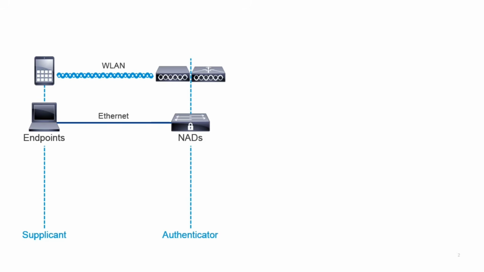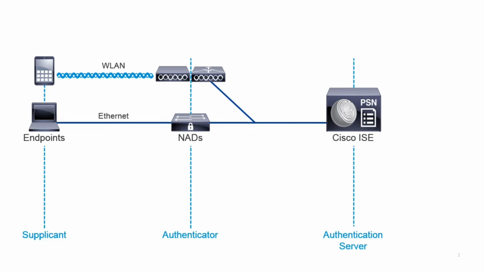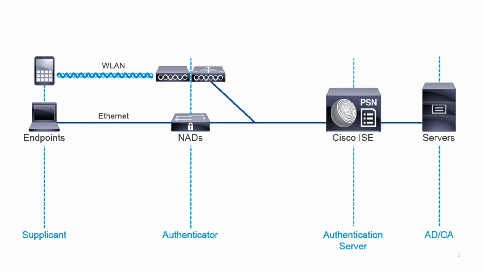How do clients actually get authenticated? The authentication server role does client authentication as performed by Cisco ISE. It validates client identity and notifies NAD authenticators of client authorization status. You may also have back-end servers for Active Directory and Certificate Authority services.